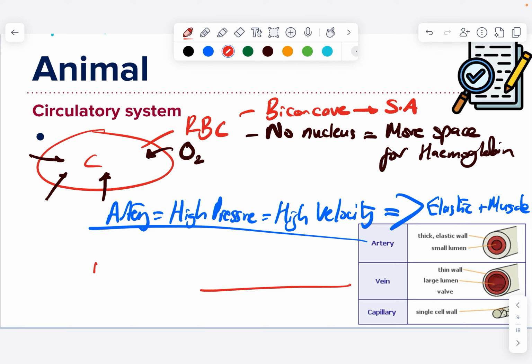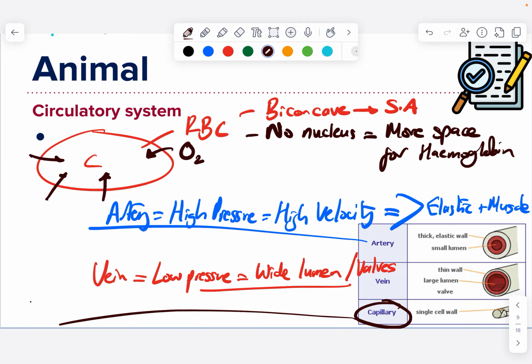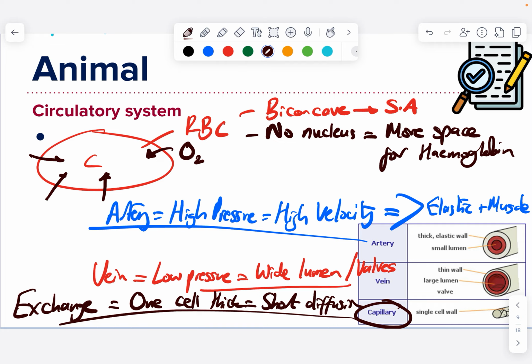The vein has blood at low pressure. So to counter that, it has a wide lumen, so it reduces that resistance, and it also has valves to prevent the backflow of blood. And then finally, we have the capillaries, which is where exchange happens. Key thing for the capillaries is they are one cell thick. Why is that important? It means there is a short diffusion pathway.